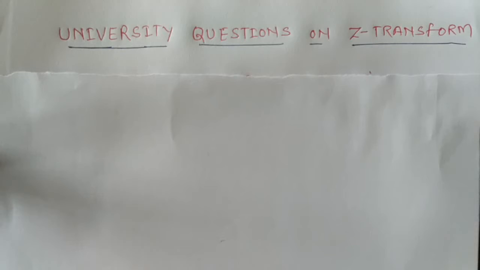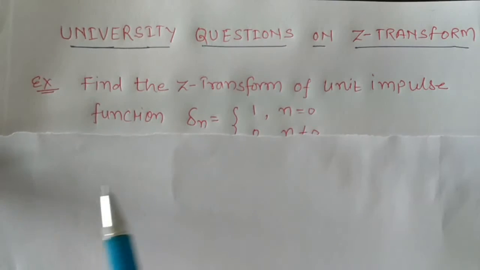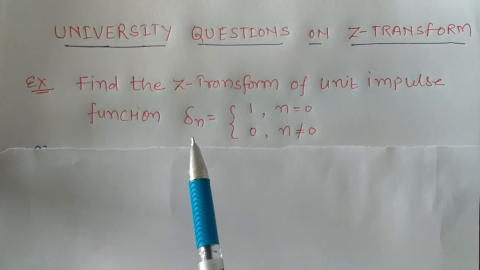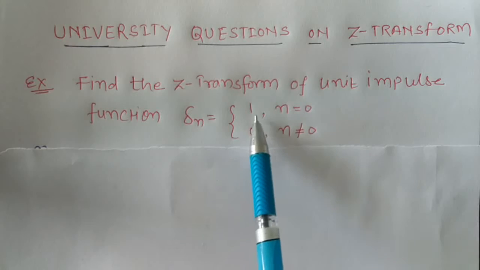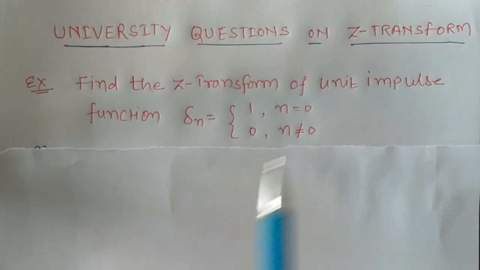So our first question is, find the Z transform of unit impulse function. As we know, the unit impulse function delta n is defined as 1 when n equal to 0 and 0 when n is not equal to 0. And we find its Z transform.